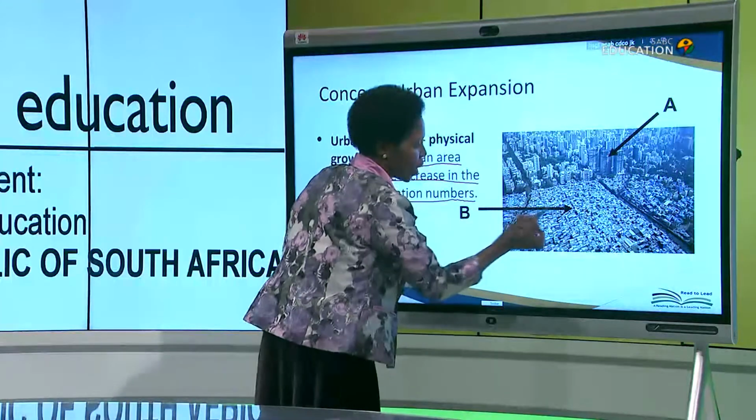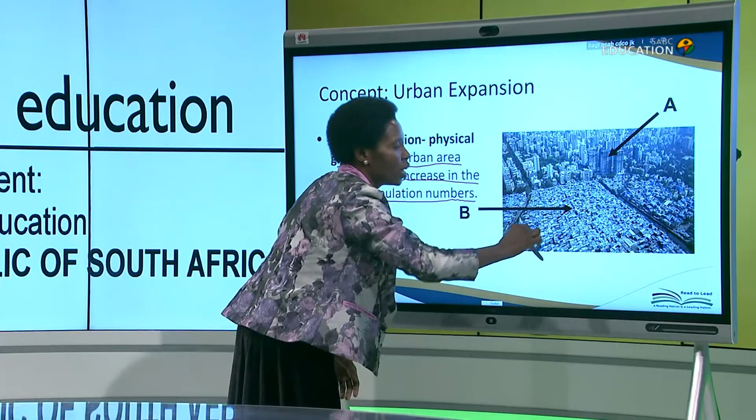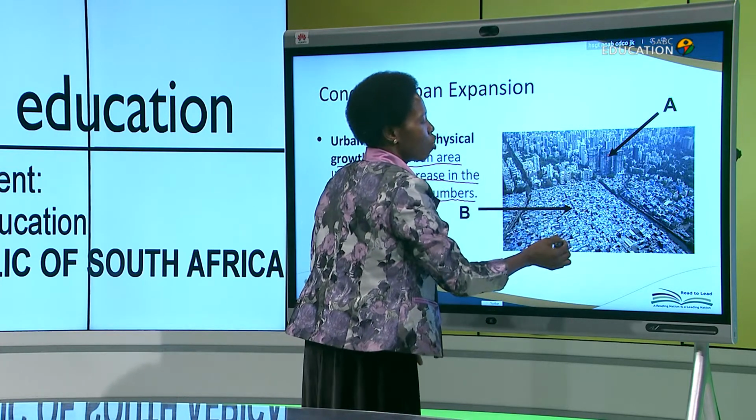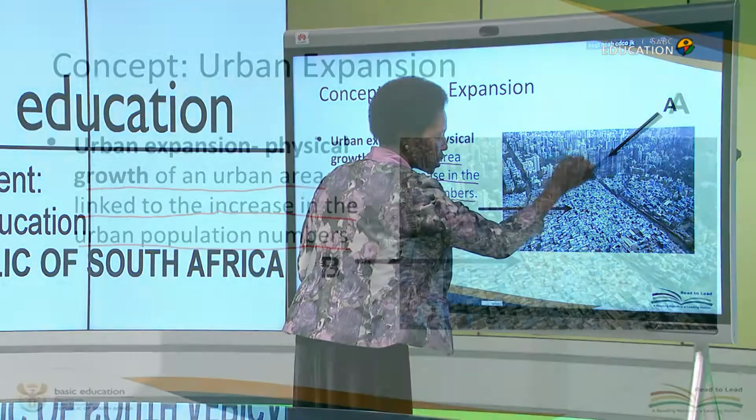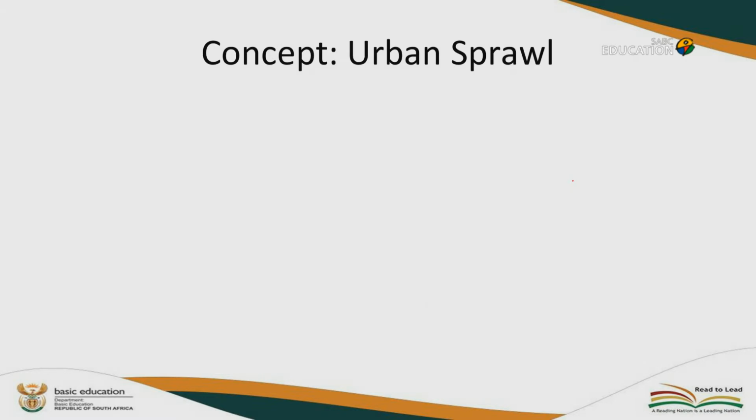That is why you see by B, these structures are now extending, they are moving out, even if they are not the same structure, which means we have more people being added in cities. That is why we have so many people in the cities. So the structure will be extending. Okay, let us move on to the next concept, which is urban sprawl.